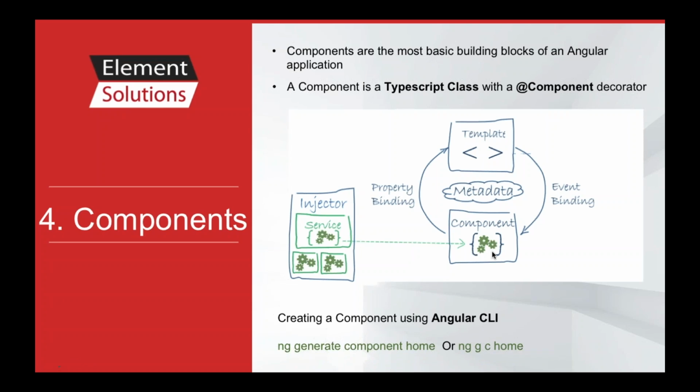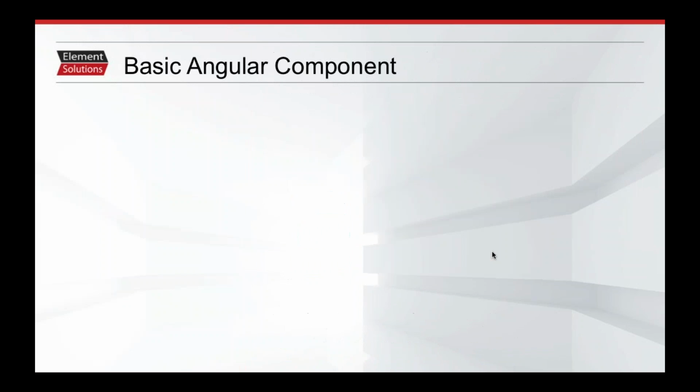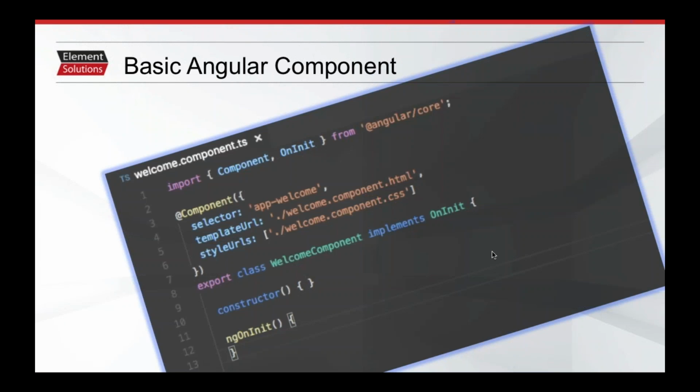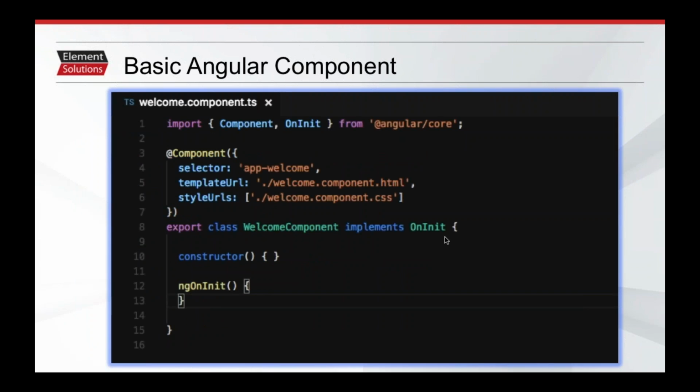We can create the components using Angular CLI, but we can check it later once we create a component manually. So this is the basic component class that looks like this. If you see, there is a class, WelcomeComponent, I just created. Let's forget about this implements, we can check it later. And it has a constructor, and there is an import on the top. We need the Component class and OnInit interface from Angular core. I just imported those two into this class.